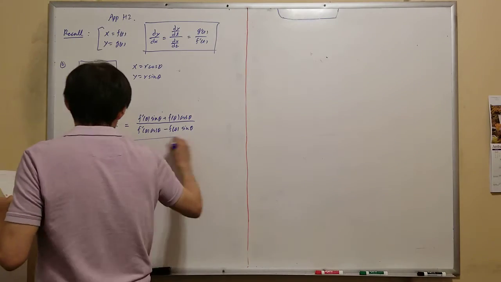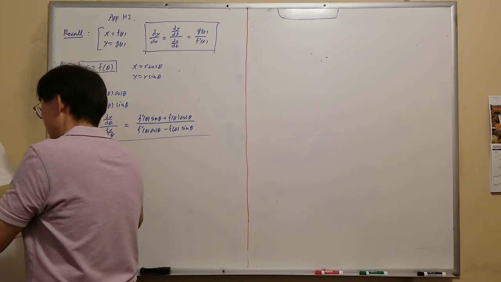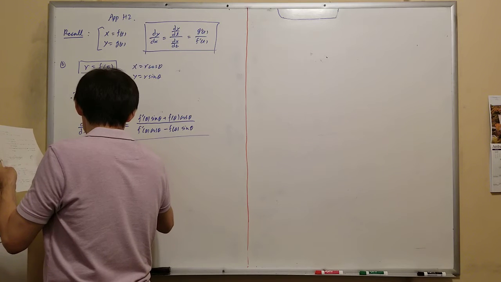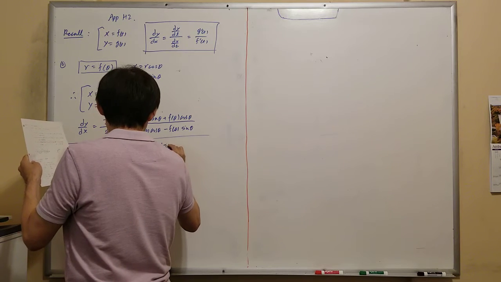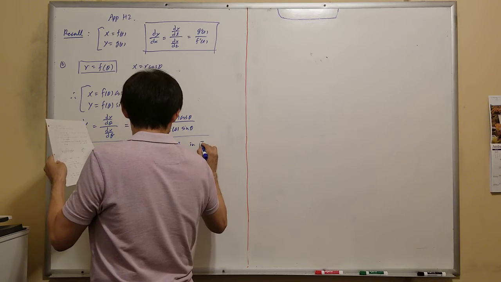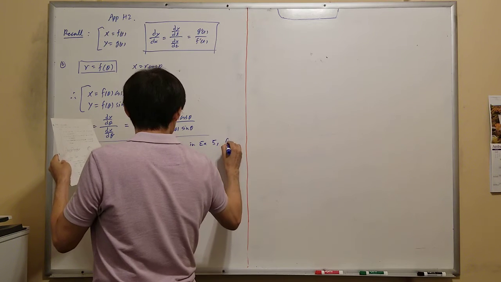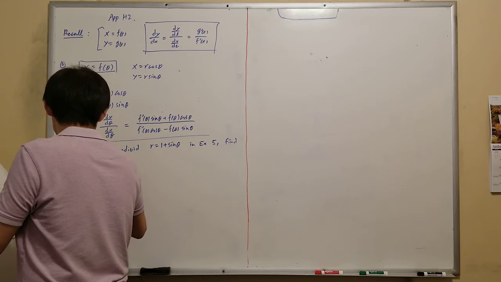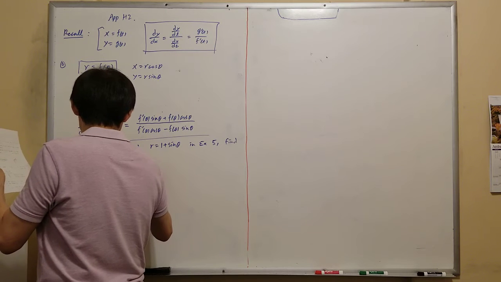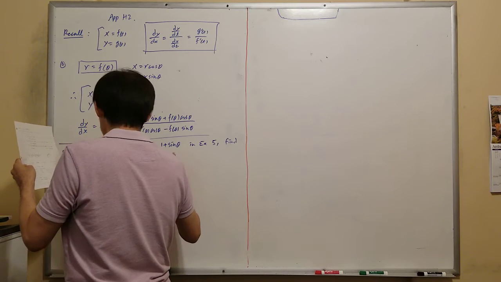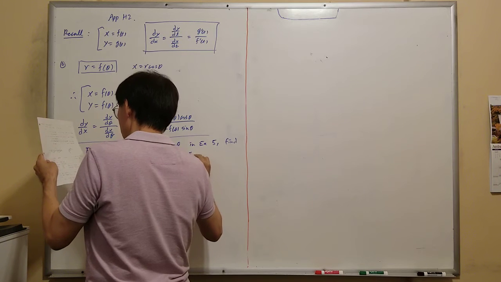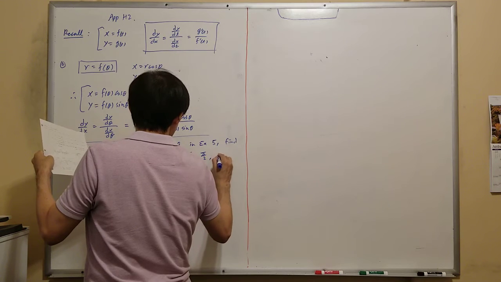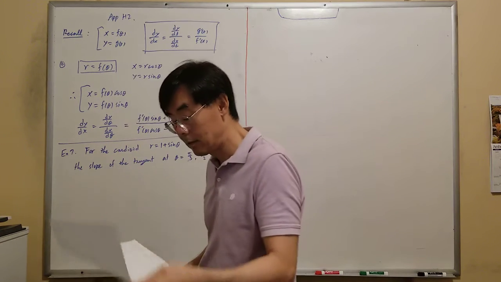So, example 7. For the cardioid we got in example 5, find the slope of the tangent at theta equals pi over 3, pi over 2, and pi over 6.